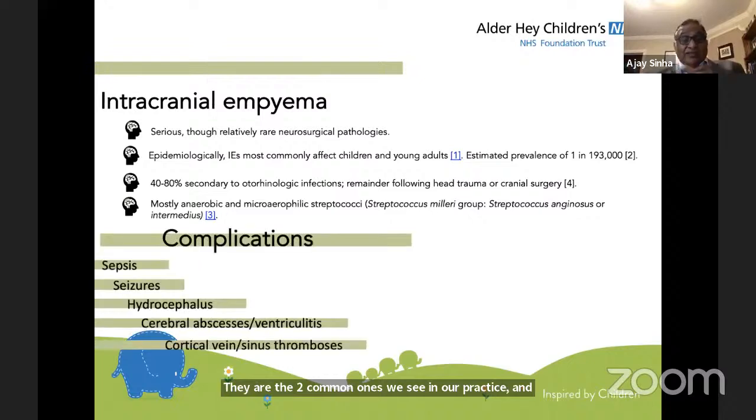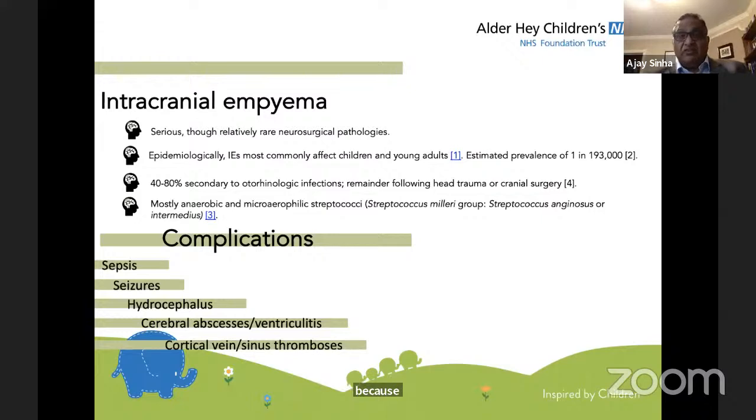Why are they very difficult to manage? Well, apart from the child being very sick and septic, they cause seizures, they can develop hydrocephalus, cortical venous thrombosis, sinus thrombosis. Quite a few of them develop pan-sinus thrombosis, and that can lead to morbidity and even serious mortality. And we have lost at least one case in the last 10 years because there was extensive venous sinus thrombosis. We tried to treat it, but it didn't work out.